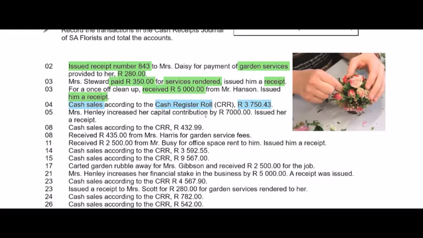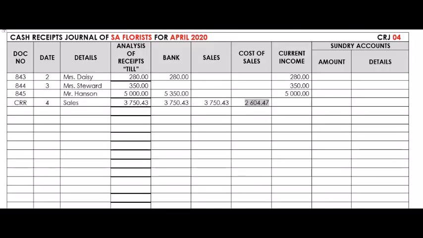The next transaction was on the 5th. It says Mrs. Henley, now remember this is our owner, increased her capital contribution by 7,000 Rand, and we also issued her a receipt. Okay, so in this case, we didn't have a sale or render a service. Our owner invested more money in the business. The receipt will be receipt number 846. It took place on the 5th. The owner's name is Mrs. Henley. She added 7,000 Rand to the business, which will go into our till. It's the last transaction for the day, so you can bank the value as well.